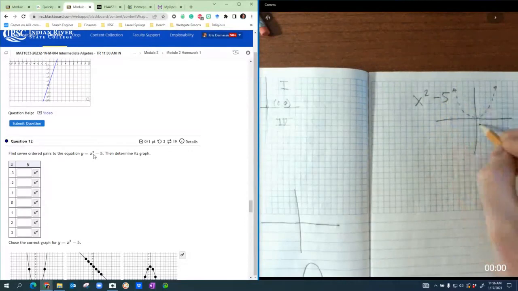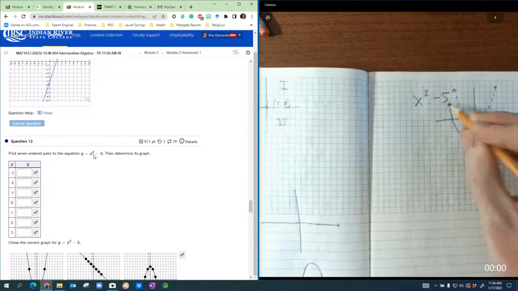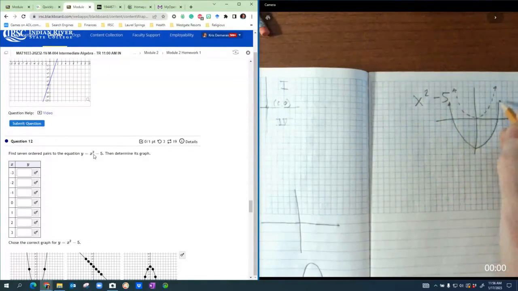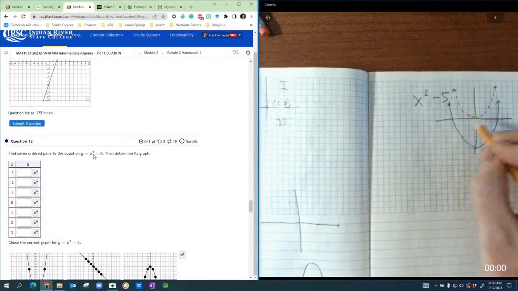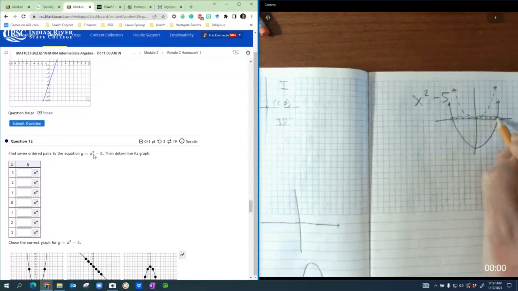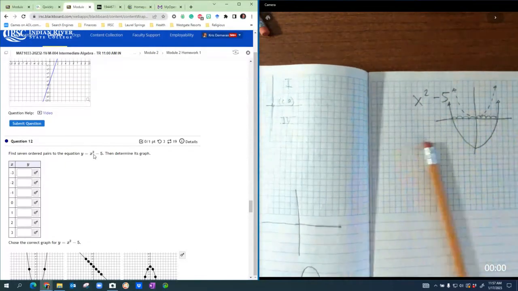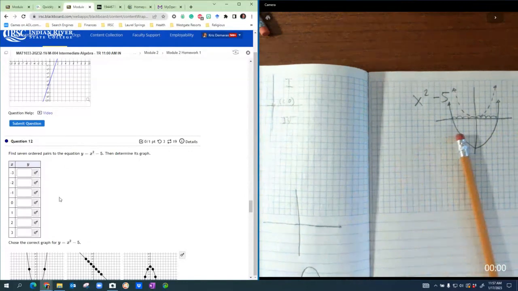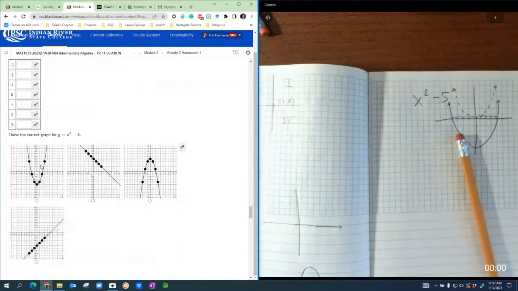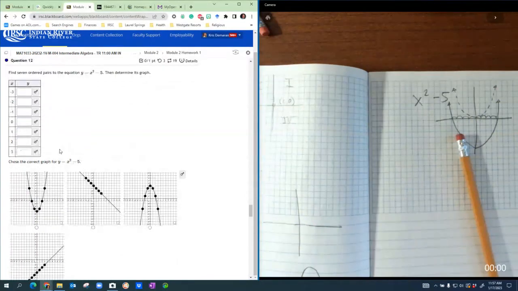Now, because of -5, it's going to drop 5 units. 1, 2, 3, 4, 5. So now it's going to look like this. And it's going to have symmetrical properties. So if it's this many units away from the origin, it's going to be that many units away from the origin on the other side. Okay, it's going to have very symmetrical properties to it. So just by looking at this right here, I can see the answer is already this one. All right, but that still doesn't hold us not responsible for filling in the pieces.